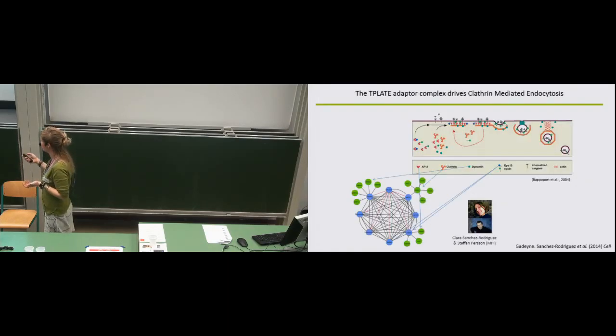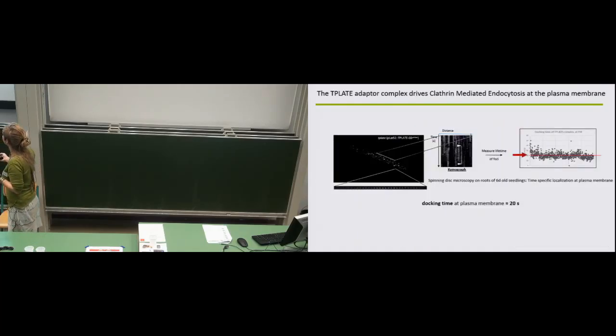Basically, this tells you that this T-plate complex comes to your plasma membrane, will help form the vesicle that will transport the cargo towards the cell, and as soon as the vesicle is budded off, so this step, the T-plate complex dissolves and you lose the signal at the plasma membrane. And so that's how we discovered the function of T-plate.